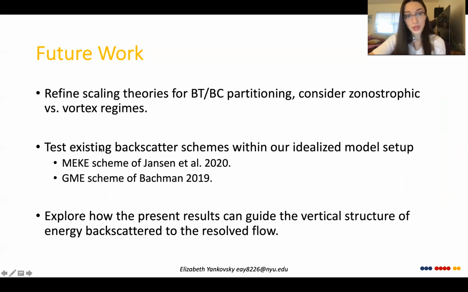Also, we would like to test existing mesoscale eddy parameterization schemes, in particular focusing on those that include backscatter, where kinetic energy is reinjected into the resolved flow to mimic eddy effects, also within our idealized model setup. And finally, we would like to explore how the present results can guide vertical structure of energy that is backscattered to the resolved flow.